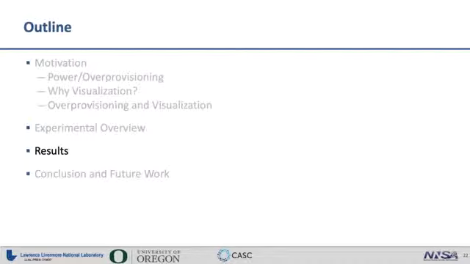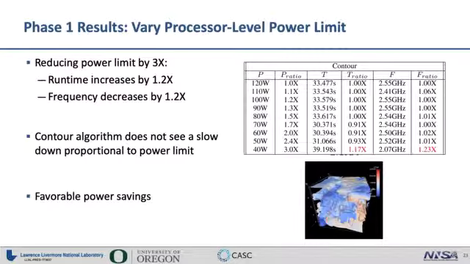Now we'll look at our results. In phase 1, we varied the processor level power limit. Here on the table on the right, I'm showing 6 different columns. The first column is P, which stands for the power limit. This ranged from 120 watts default down to 40 watts. And we calculate the P ratio by dividing the default power limit of 120 watts over all of the reduced power limits. So that would be 110 watts down to 40 watts.